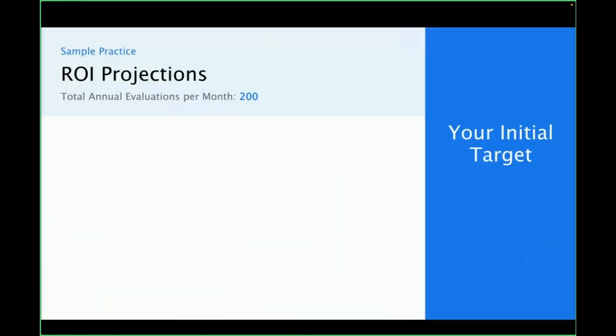Important one. And what I'm going to do is talk about a sample practice here. This is going to give you an idea of how many patients you need to see to actually be profitable with these devices. This is one of the first things we do with docs whenever they come on, is set a target for them. So let's say on a monthly basis, your practice sees 200 patients a month. I'm using this as an example. You might be seeing 800, you might be seeing 50, but let's say you're seeing 200.